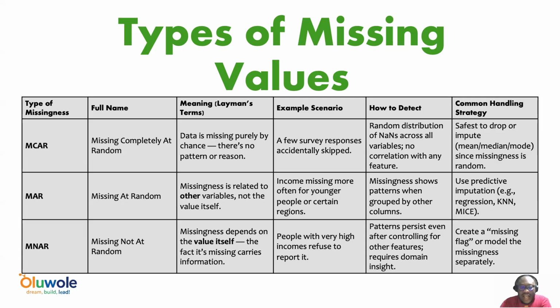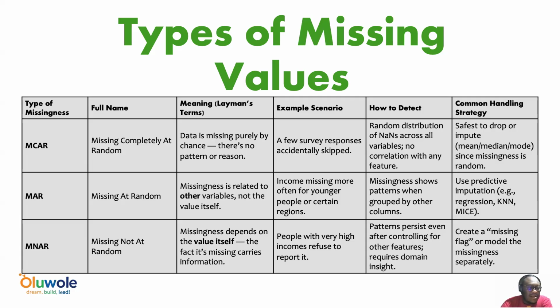So how do you detect it? Missingness shows a pattern when grouped by other columns. Exactly. You check it by other columns and say, okay, what is happening in this region? Why is it this way for this region? Are they missing data? So how do you handle that? There's something called predictive imputation. We'll be talking about it, or a regression or KNN or MICE model for you to undo this kind of missing at random.